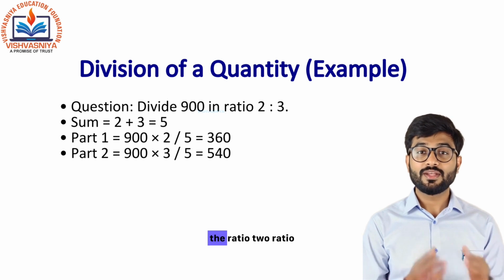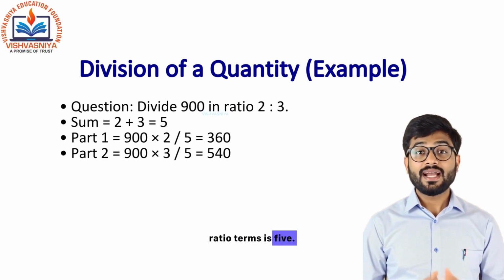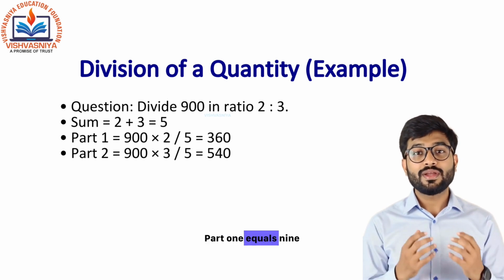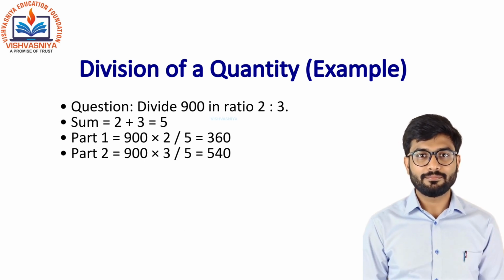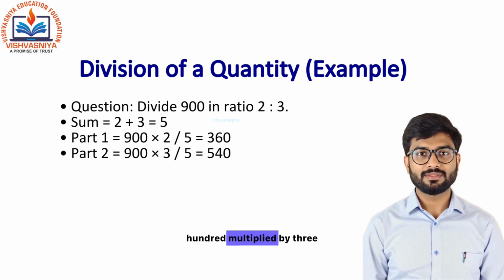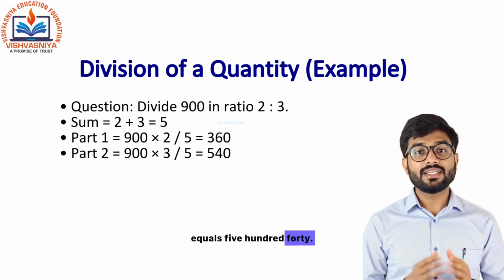Divide 900 in the ratio 2:3. The sum of the ratio terms is 5. Part 1 equals 900 multiplied by 2 divided by 5, which equals 360. Part 2 equals 900 multiplied by 3 divided by 5, which equals 540.